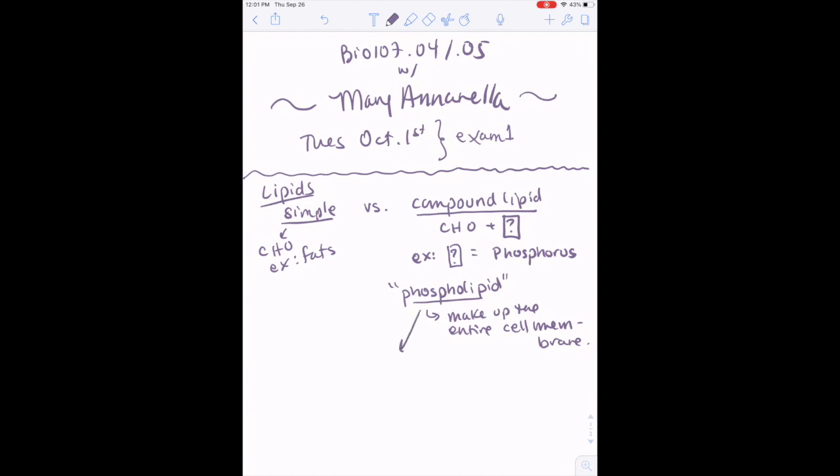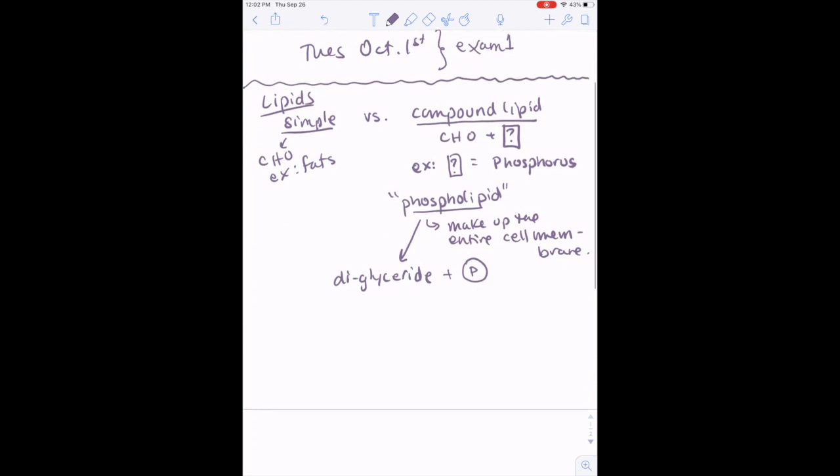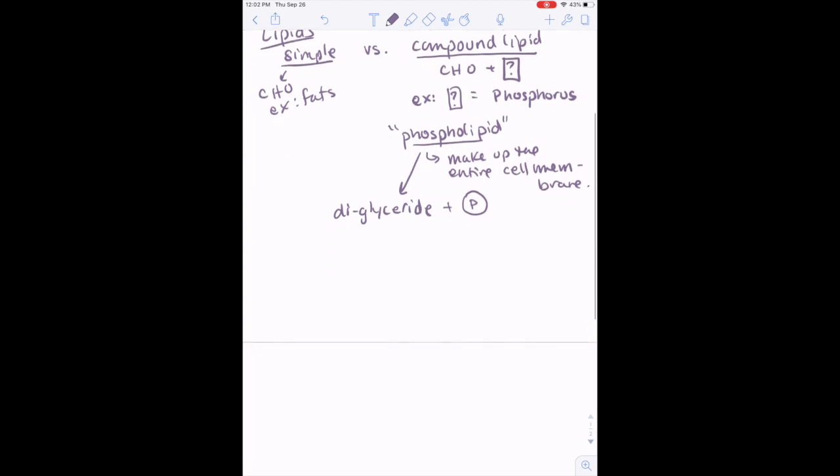What a phospholipid is made up of is a diglyceride, which is a glycerol molecule with two fatty acids. Di means two, so two fatty acids attached to a glycerol makes a diglyceride, and you should know what that structure looks like by now because it will be on your exam. But a phospholipid is a diglyceride with a phosphate group attached to the third carbon. So let's take a look at what that looks like.